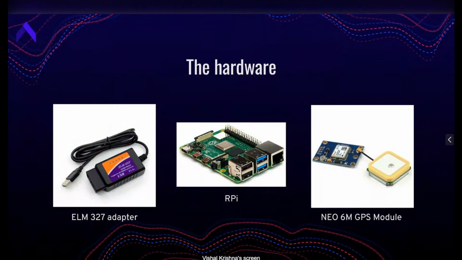Our solution uses mainly just three components: a Raspberry Pi, a GPS module, and an ELM327 adapter. I will go through each of these components in detail in the next slides. So this is the whole bill of materials of all these components.